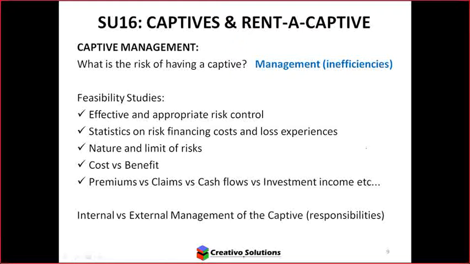Okay, and also we need to consider management. Who's going to manage this captive? Internal versus external management. Because yes, you've got internal people managing the captive, but now what happens if you're asking the captive to pay for negligence within the company? Is that a good idea?